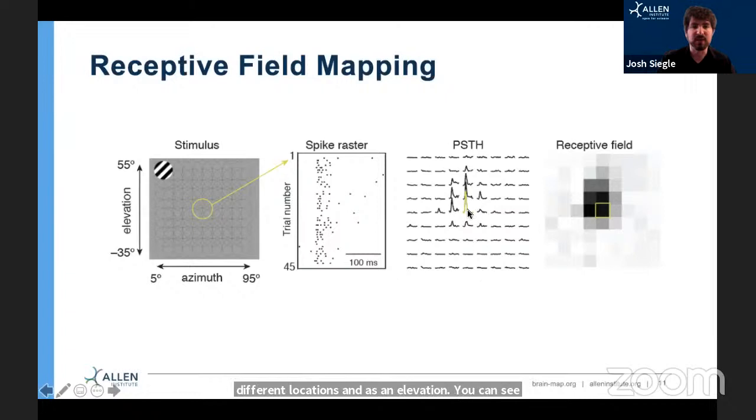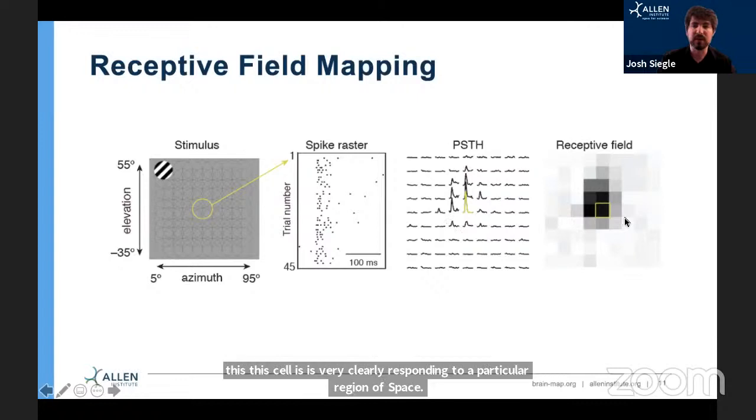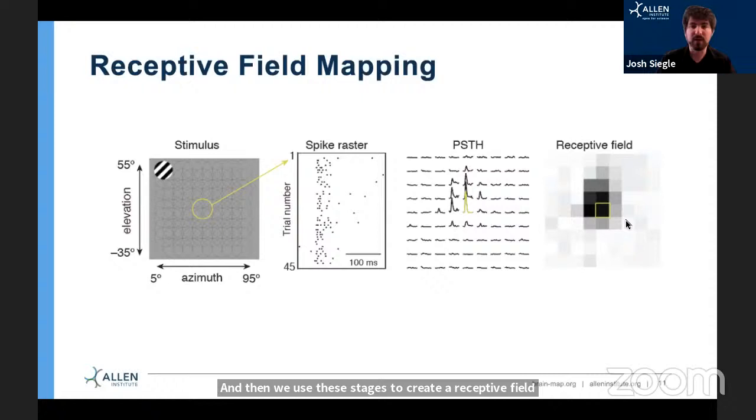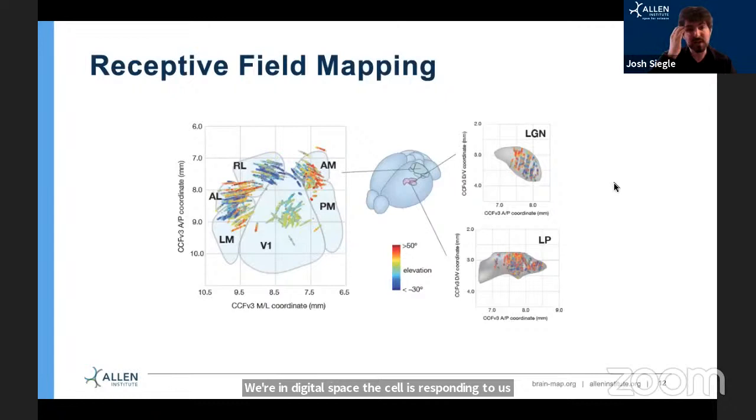And then we use these PSTHs to create a receptive field, which is basically a heat map of where in visual space the cell is responding. If we do that for all the cells in our data set, we can see these smoothly varying maps of visual space. This is something that we see all the time in our intrinsic imaging studies, but it's nice to see that if you aggregate across activity of individual cells, you also see these maps both in cortex as well as in thalamus.